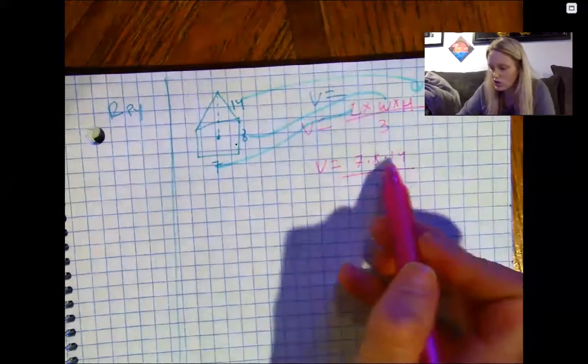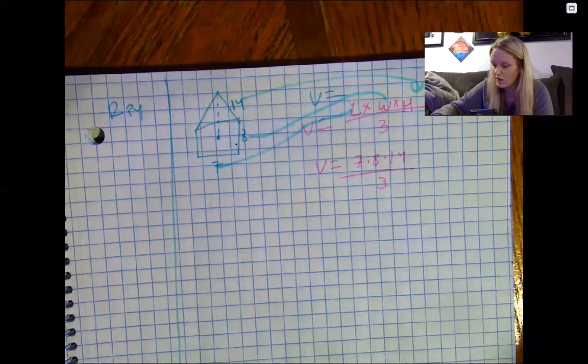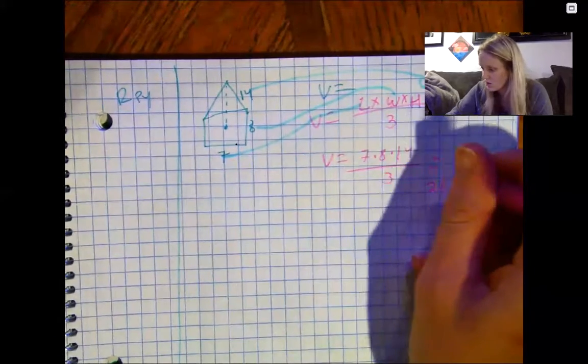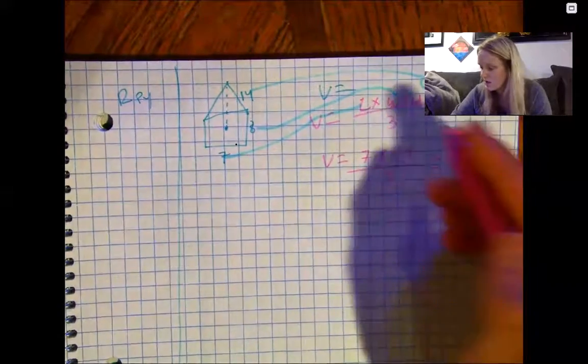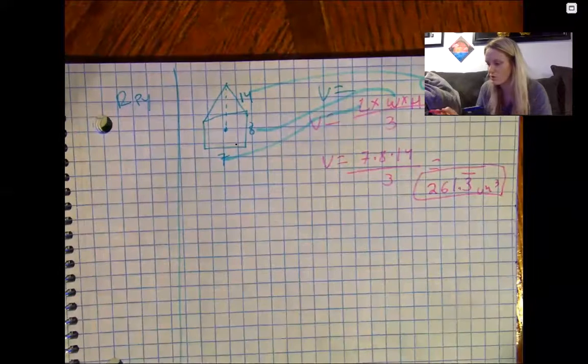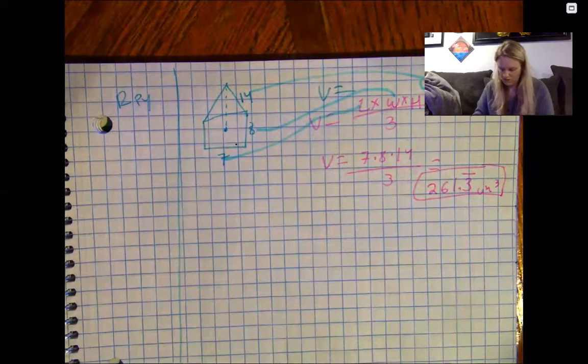So I follow order of operations. I do the top first. It's just multiplication. 7 times 8 times 14 is 784. I hit enter, and then I divide by 3 because it's going to a point, and I get a rational number because it repeats. So I get 261.3 repeating, and it doesn't have units, so I put units to the third. So the volume of that rectangular pyramid would be 261.3 units to the third.